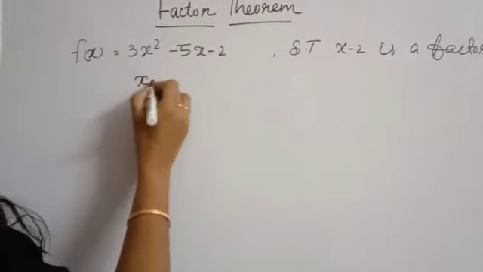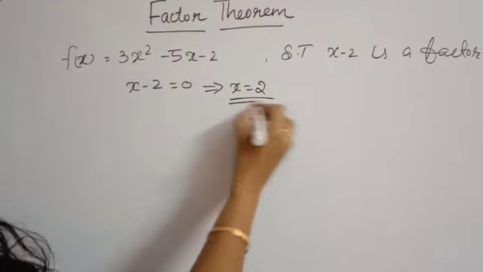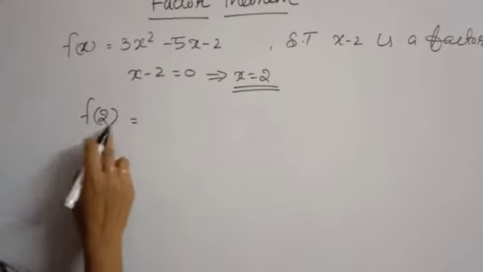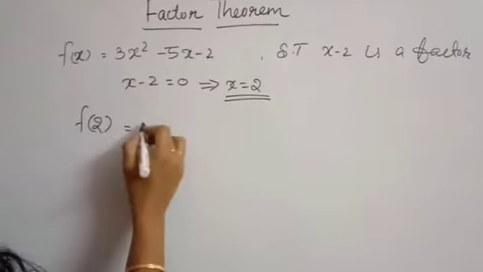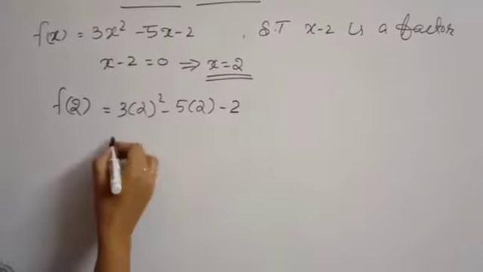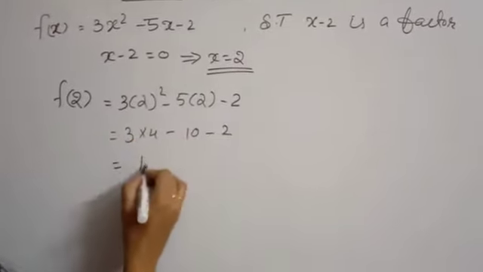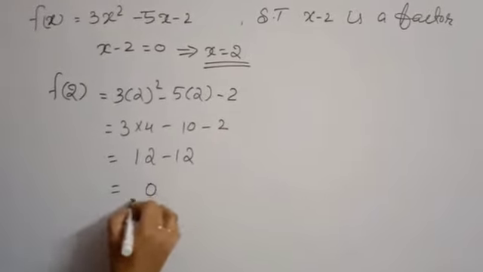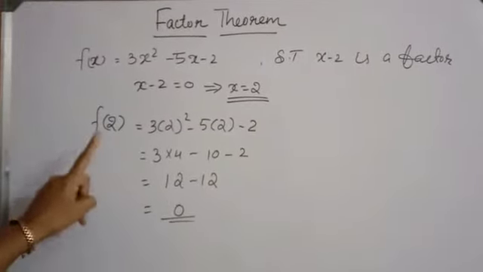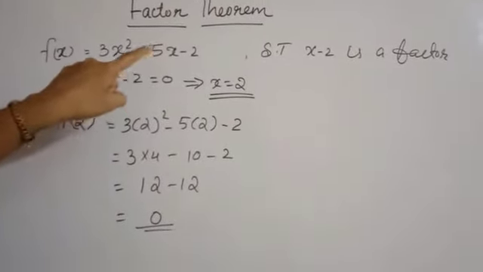So consider x minus 2 is equal to 0. This implies x is equal to 2. We have to find the remainder f of 2 here. f of 2 is equal to, substitute x is equal to 2 in all these places. We will get 3 into 2 square minus 5 into 2 minus 2. So that is equal to 3 into 4 minus 10 minus 2. It's 12 minus 12, that is equal to 0. So we got the remainder f of 2 as 0. Therefore, what we can say? We can say that x minus 2 is a factor of the given polynomial 3x square minus 5x minus 2.